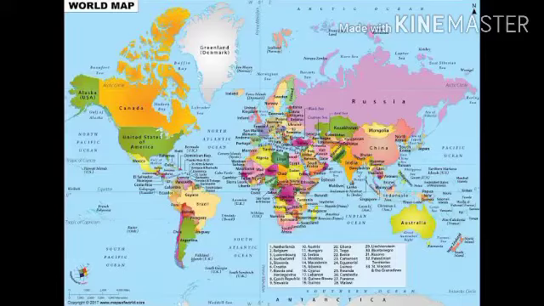North America is also surrounded by oceans like the Pacific Ocean, the Atlantic Ocean, as well as the Arctic Ocean. So these are the oceans by which North America is surrounded.